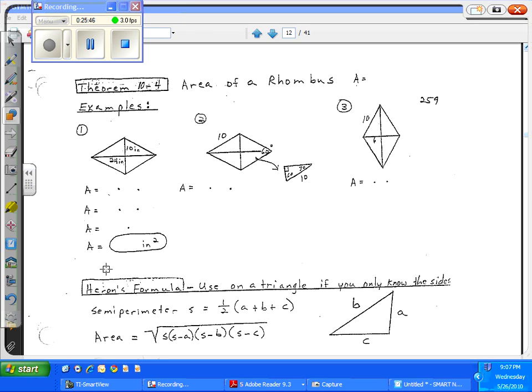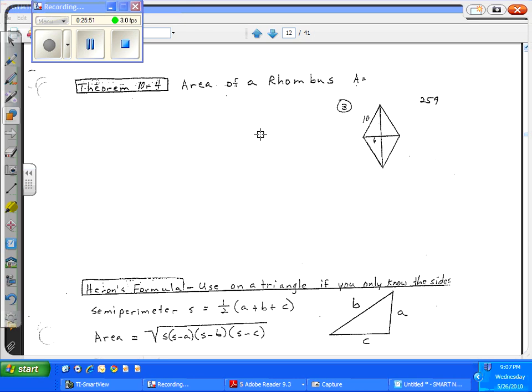Got all kinds of stuff going on. We got all these area formulas. We got right triangle rules. We got properties of parallelograms, rectangles, rhombuses, and squares. Number 3, we want the area.